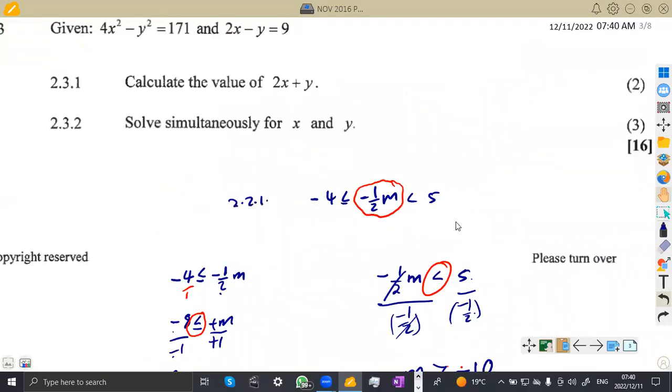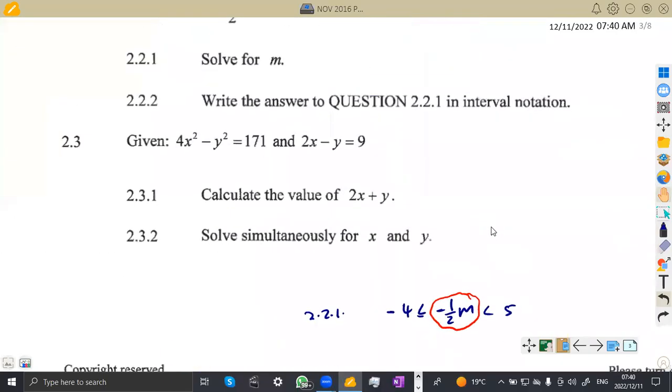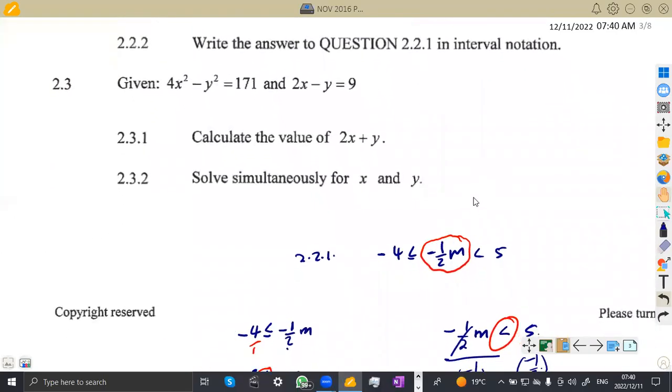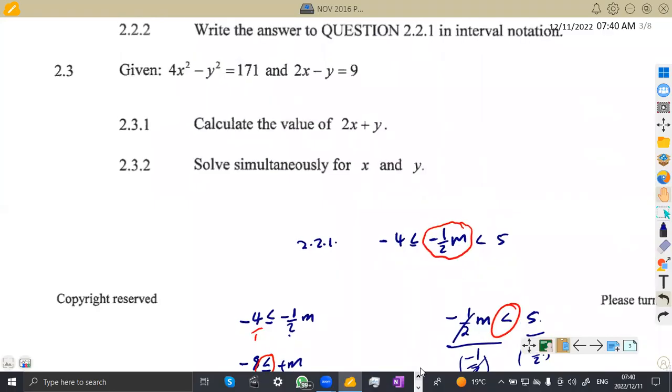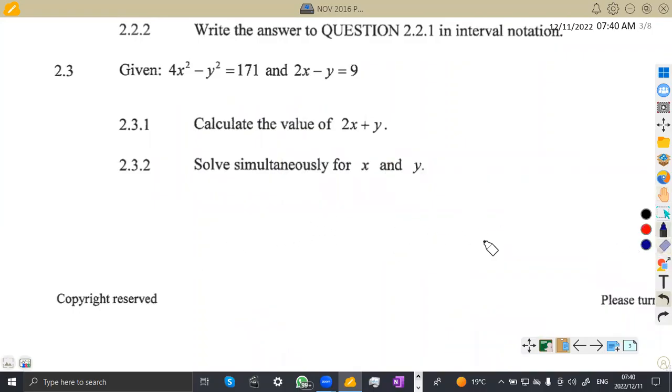So that's what you just needed there. On 2.3, given the equations, calculate the value of 2x plus y. All right, solve the simultaneous. Okay, this type of equation, I like it. Let me put it this way so that we can explain this part. All right, so this is 2.31.